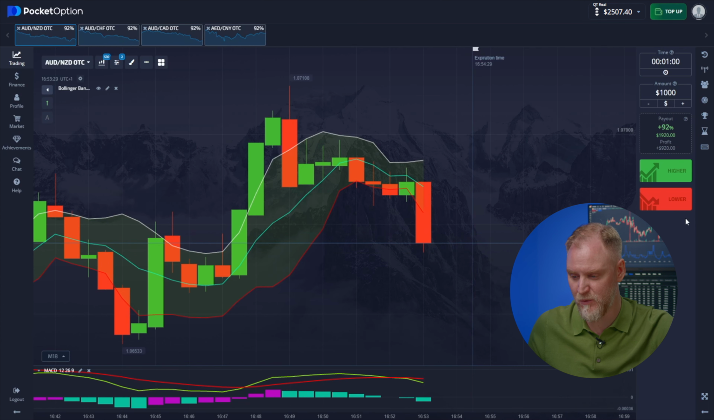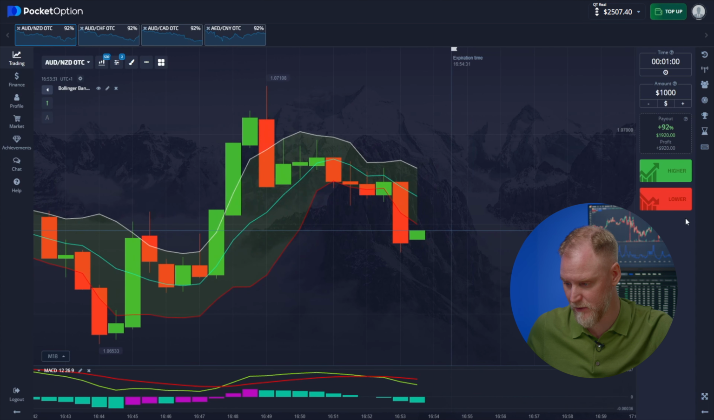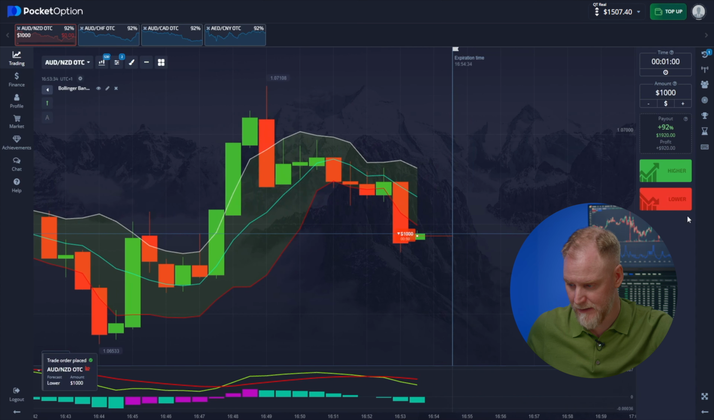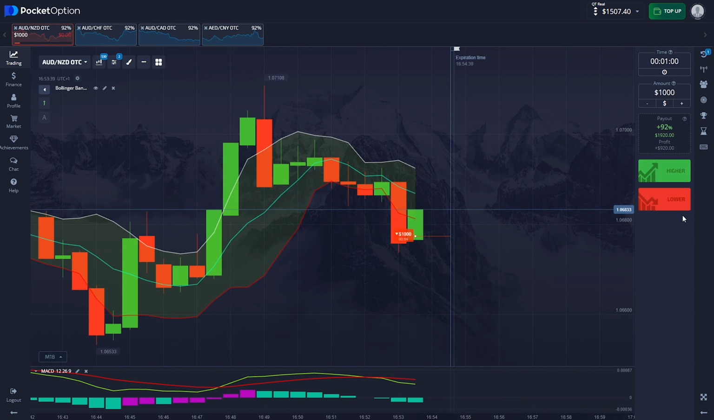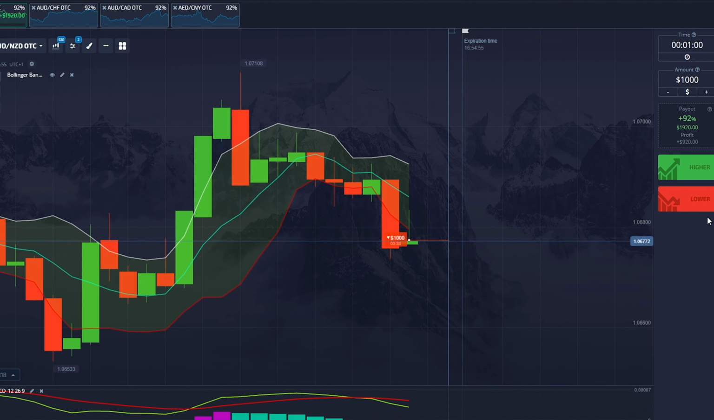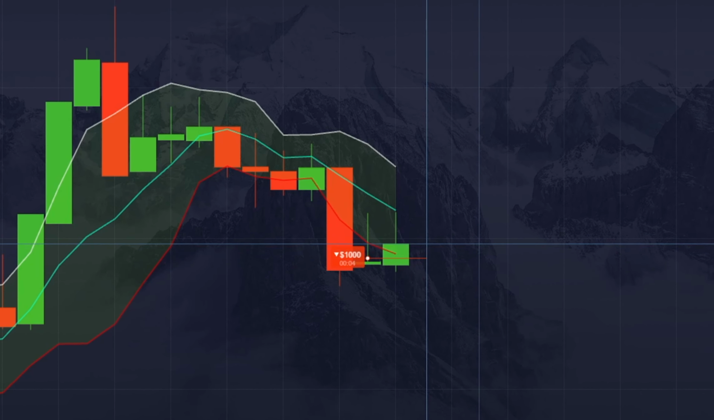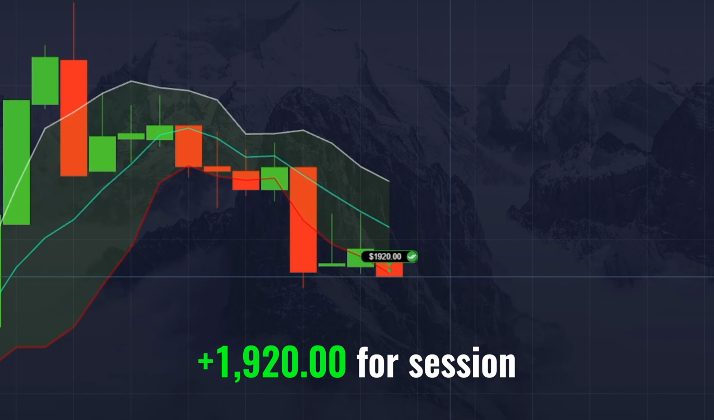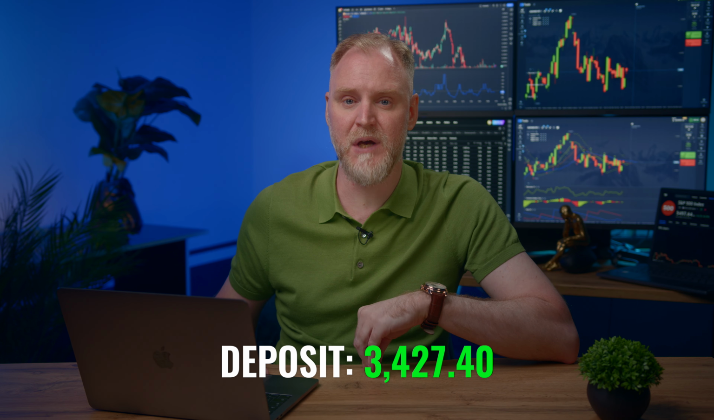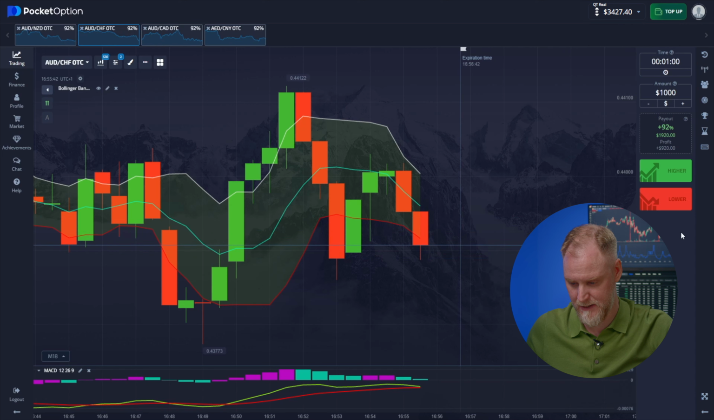Back to the Aussie and Kiwi pair, sticking with the same investment amount and going short. It seems both indicators suggest that the downtrend isn't over yet, and with the help of our amazing indicators, we're now at 3,427. Now we have the Aussie and Swiss pair. Investment amount remains unchanged and going long.